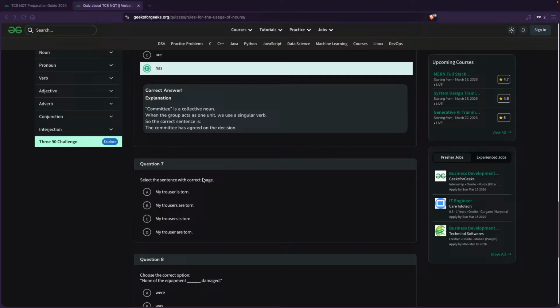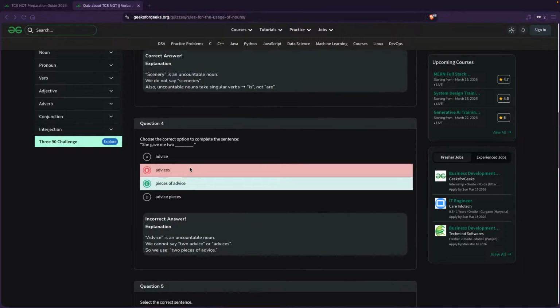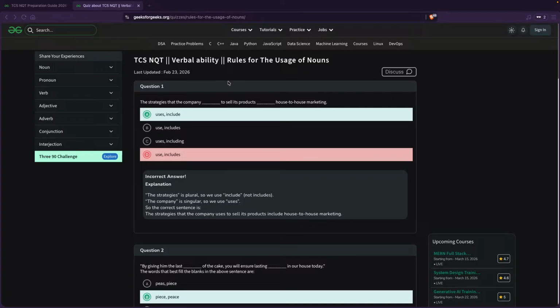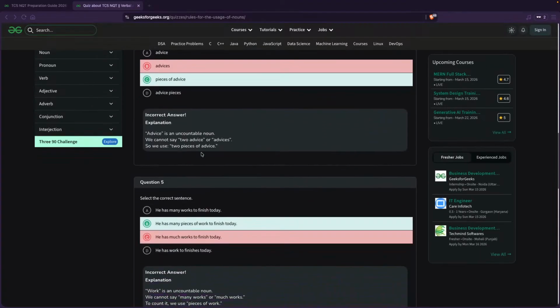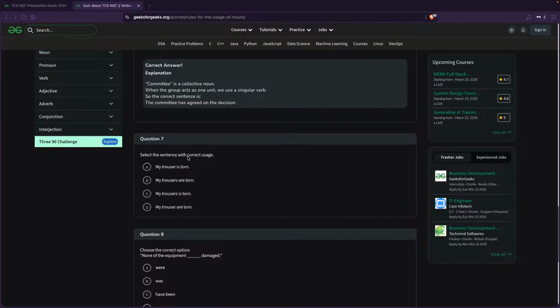Select the sentence with correct usage. So I think these are related to nouns. This is the rules of usage of nouns, I guess. My trouser is torn. Yeah, I think this is correct. My trousers are torn.